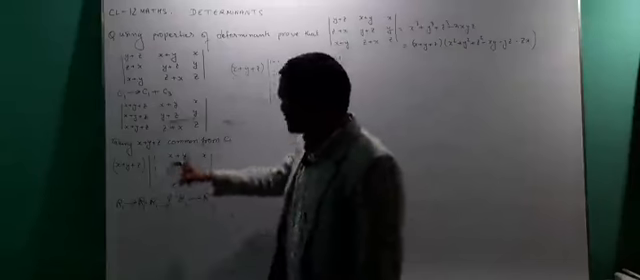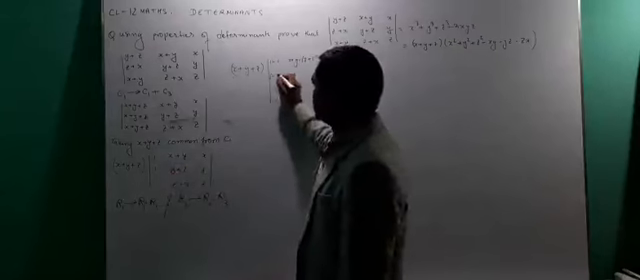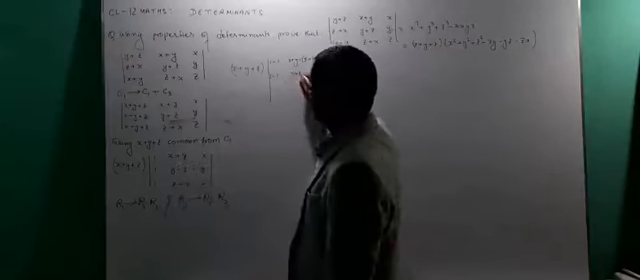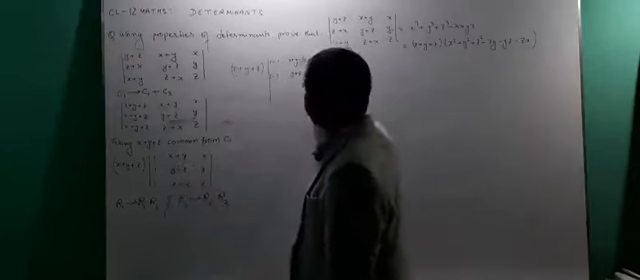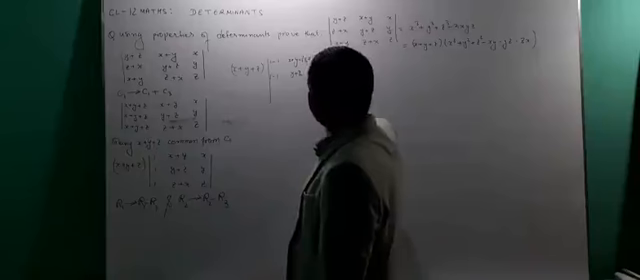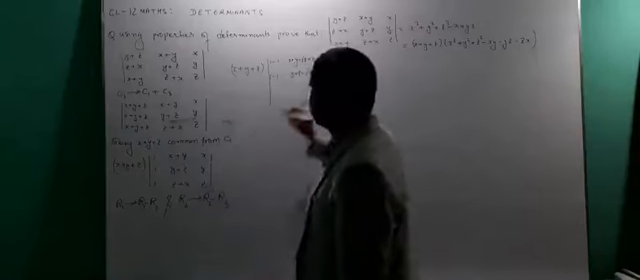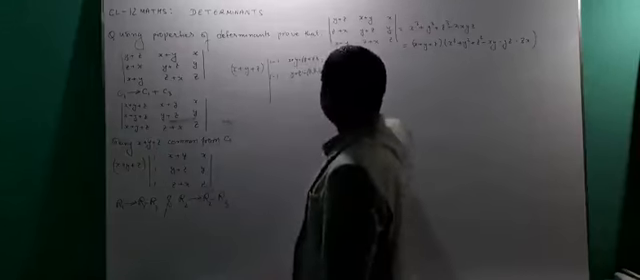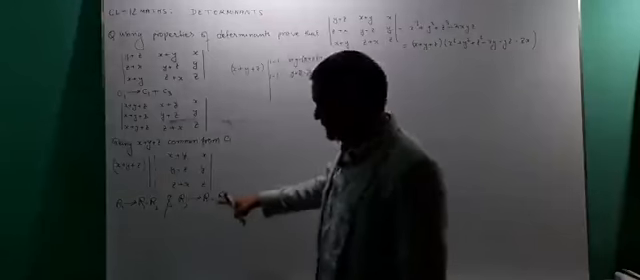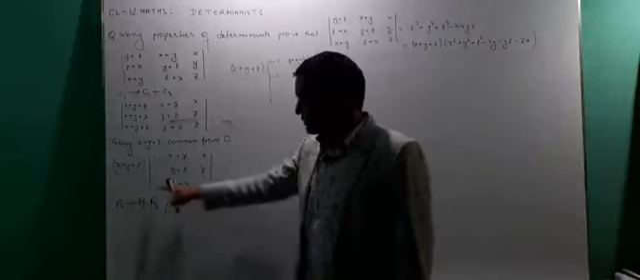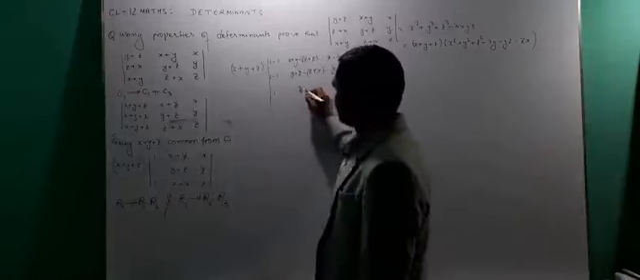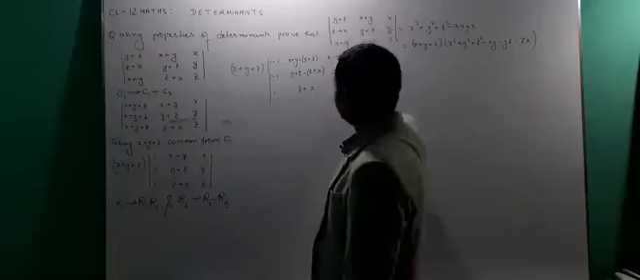That means 1 minus 1, 1 minus 1. Then y plus z, y plus z minus z plus x. Then y minus z. R3 remains the same. We are changing R1 and R2 only. Now 1, z plus x, z. It's simplified.